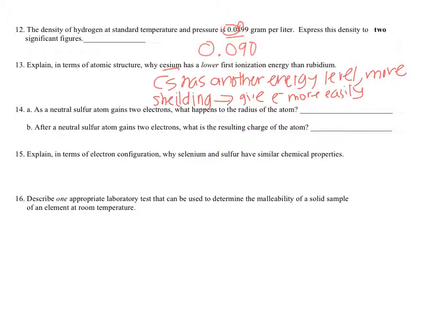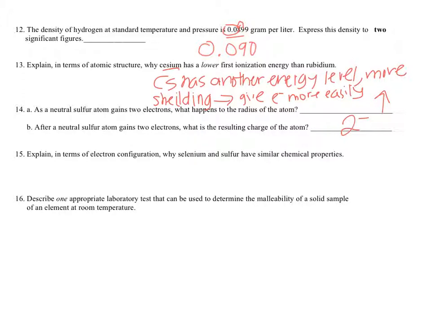All right. As a neutral sulfur atom gains 2 electrons, what happens to the radius of the atom? So it gains 2 electrons, so it increases its negative charge, so its atomic radius will increase. After neutral sulfur gains 2 electrons, what is the resulting charge of the atom? It gained 2, so it is now a 2 minus.